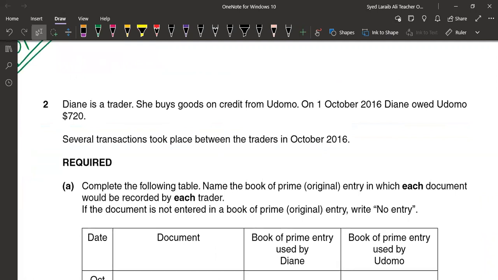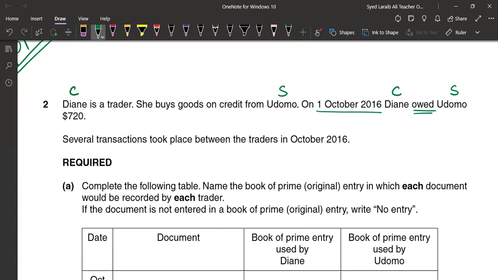She buys goods on credit from Odomo. On 1st October 2016, Diana owed Odomo $720. Guys, before you move on to these types of questions, please remember you need to identify the customer and the supplier so that this question becomes easy to you. Diana is the customer here and Odomo is the supplier. On 1st October, the balance amount, it says the customer owed to the supplier $720.